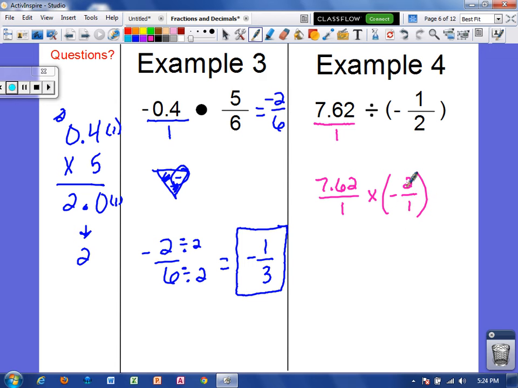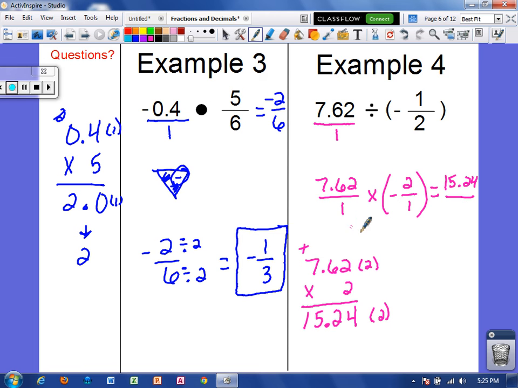So now I'm going to follow multiplication rules. Multiply the numerators and then multiply denominators. So let's work out 7.62 times 2. 2 times 2 is 4. 6 times 2 is 12. Carry the 1. 7 times 2 is 14. Plus 1 is 15. I have 2 decimal places here. I have none here. So I will have 2 in the answer to get 15.24. So the numerator product is 15.24.